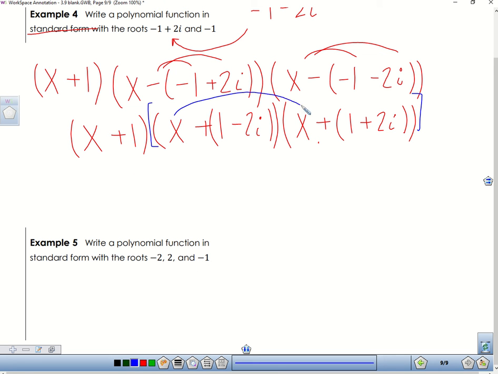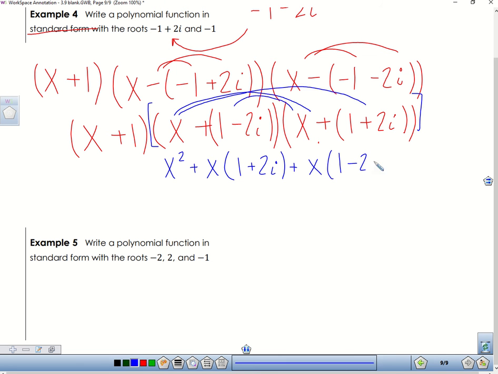So first times first gives me x squared, and then outer times outer is going to be plus x times (1 plus 2i), and then the inner is going to be plus x times (1 minus 2i), and then last will be plus, why do I keep saying x? (1 minus 2i) times (1 plus 2i). So that's what we would end up with at this stage, okay?